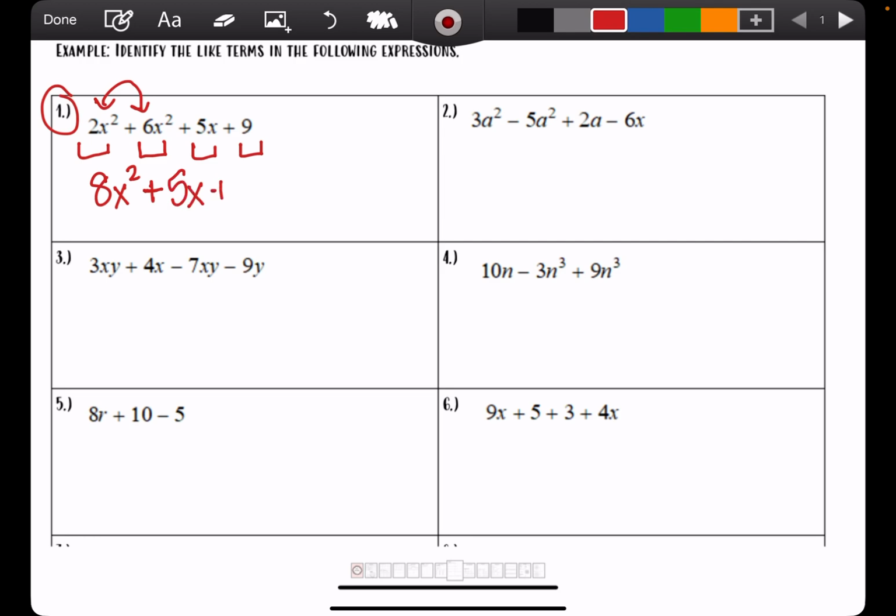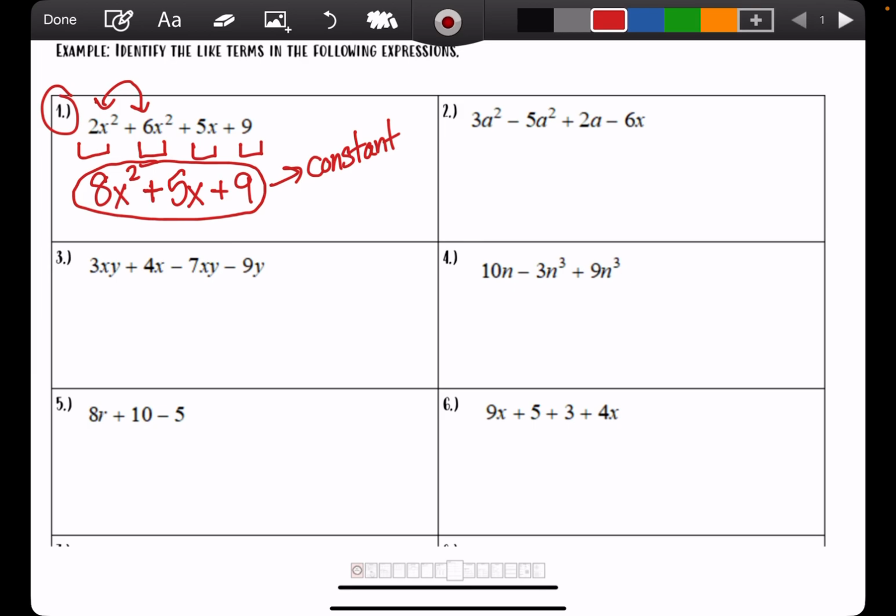And the plus 9, we can't combine the 9 with anything because the 9 is what we call a constant, which is just a number by itself. If there are no other numbers that are just by themselves, that means there are no other like terms in this expression to combine. So this is as simple as we can get this expression for number 1. All right, let's go to number 2.